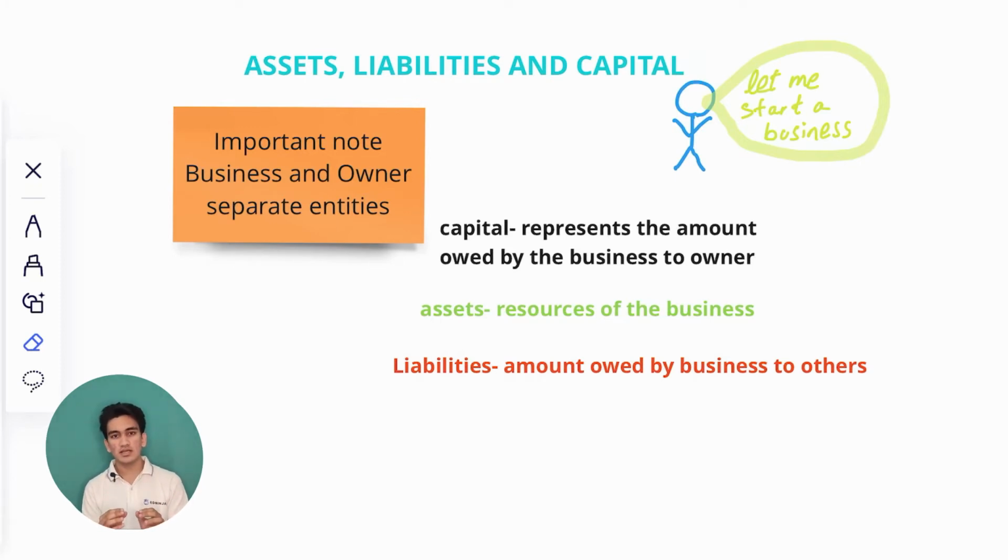Capital represents the amount owed by the business to the owner. This is the amount that the owner has given to the business as funds to start the business. It's an investment by the owner.